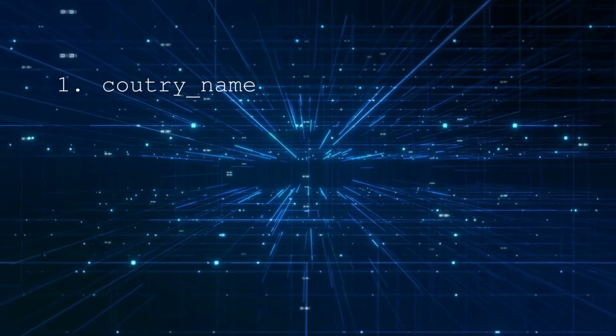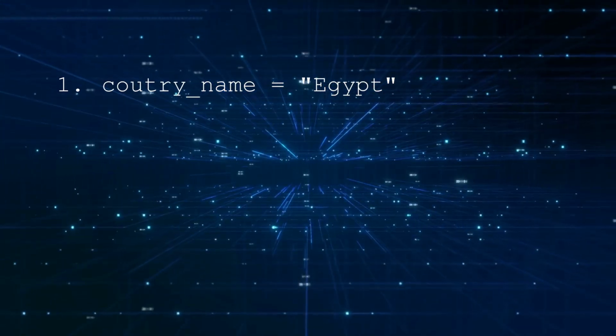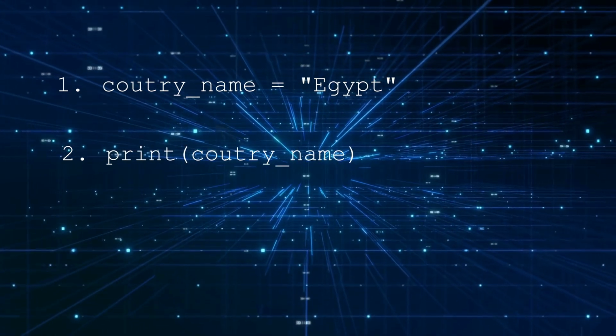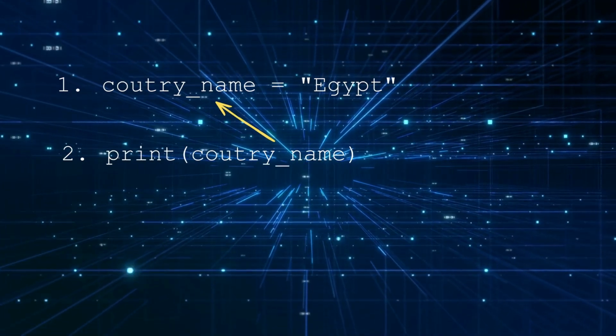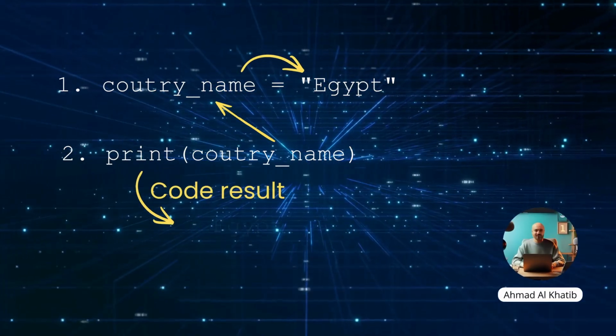Let's look at an example. In line 1, we store the value Egypt in the variable country_name. In line 2, the print function looks inside that variable and outputs the content. The result is Egypt.